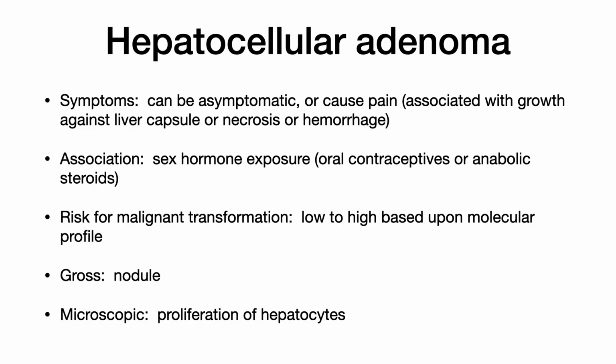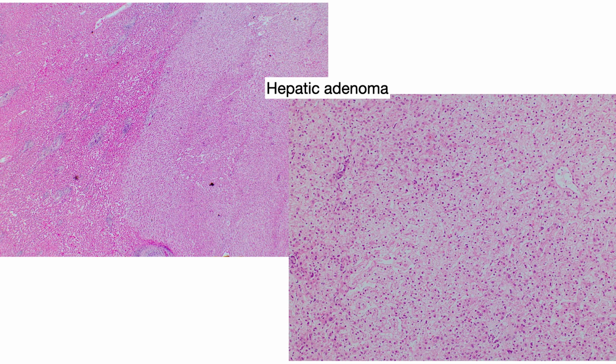Grossly, you'll see a nodule, and microscopically a proliferation of hepatocytes. You can see, basically from 12 o'clock to 6 o'clock, there's a distinguishing line. To the left is more eosinophilic than to the right. To the right is the adenoma, and then I did a close-up on the bottom right. So you can see there's essentially just hepatocytes in there. So this is hepatocellular adenoma.